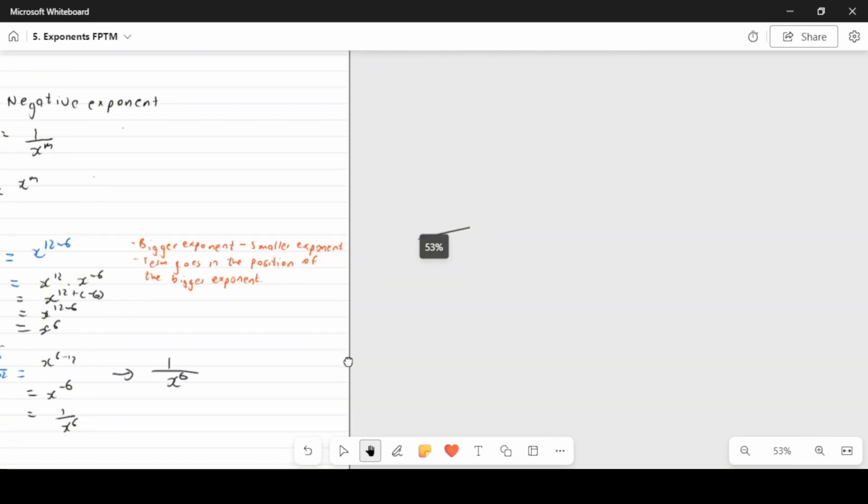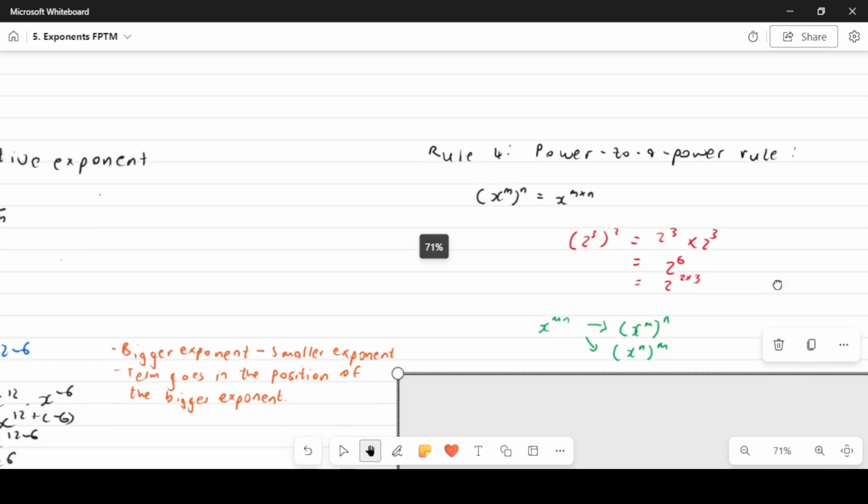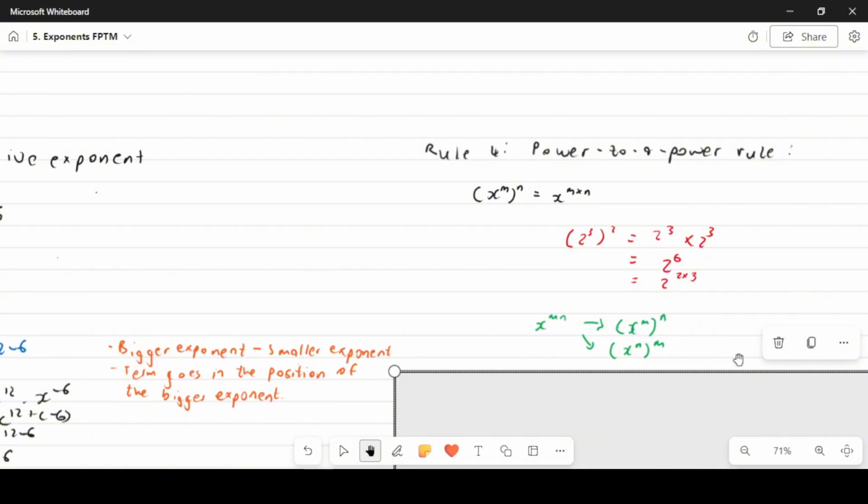So let's do rule number 4. Okay, rule number 4, power to a power rule. Write this down. Whenever raising a base to another power, keep the base and multiply the indices. So if you're raising a base to another power, so this base has a power already, but we're raising it to another power, you keep the base and you multiply the indices.